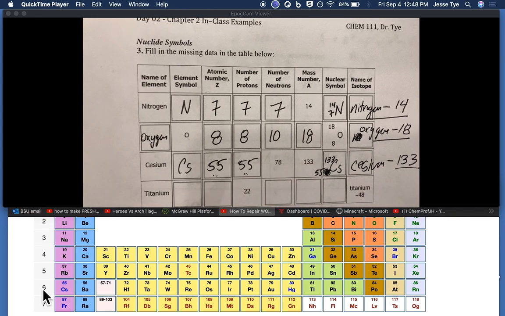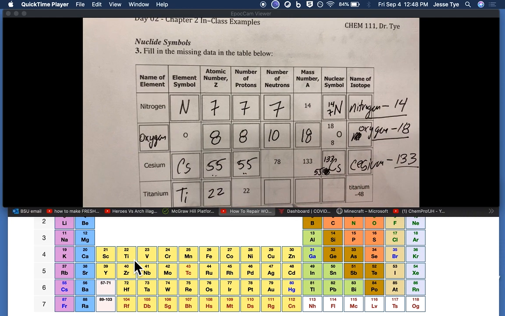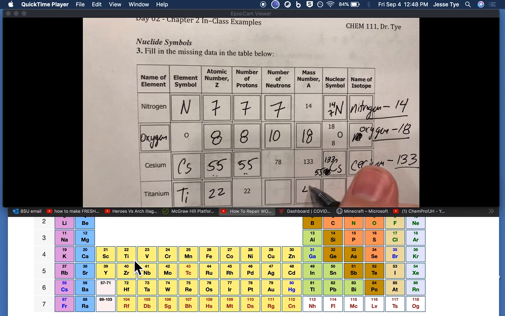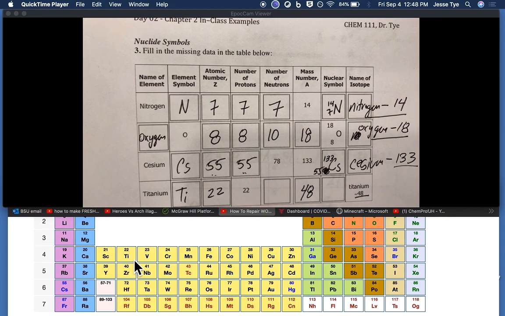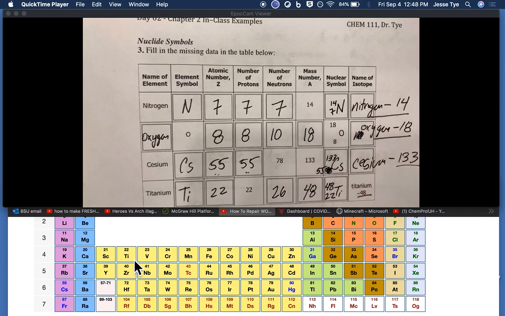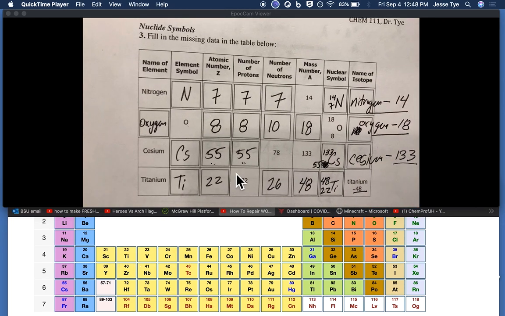All right, the last one here, titanium. Titanium, symbol Ti, element number 22. Okay, 22 protons, atomic number is 22. It's titanium 48, so that means the mass number is 48. To figure out the number of neutrons, I'm going to subtract 22 from 48, which is 26 neutrons. And so titanium 48, the 22 down there at the bottom for the atomic number.